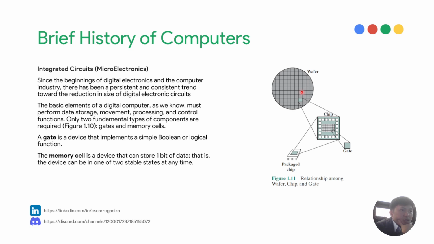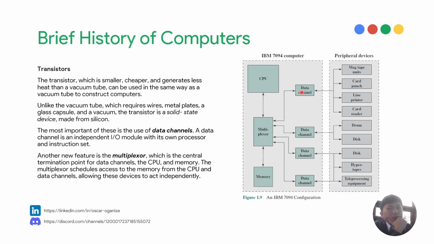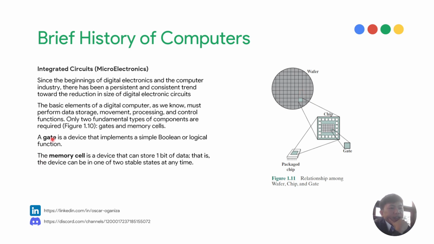So dito sa ating third generation, or the ICs. Meron na siyang tinatawag na gate. A gate is a device that implements a simple Boolean or logical function. And the second one is the memory cell. It is a device that can store a bit of data. That is the device that can be in one of two stable states at any time.